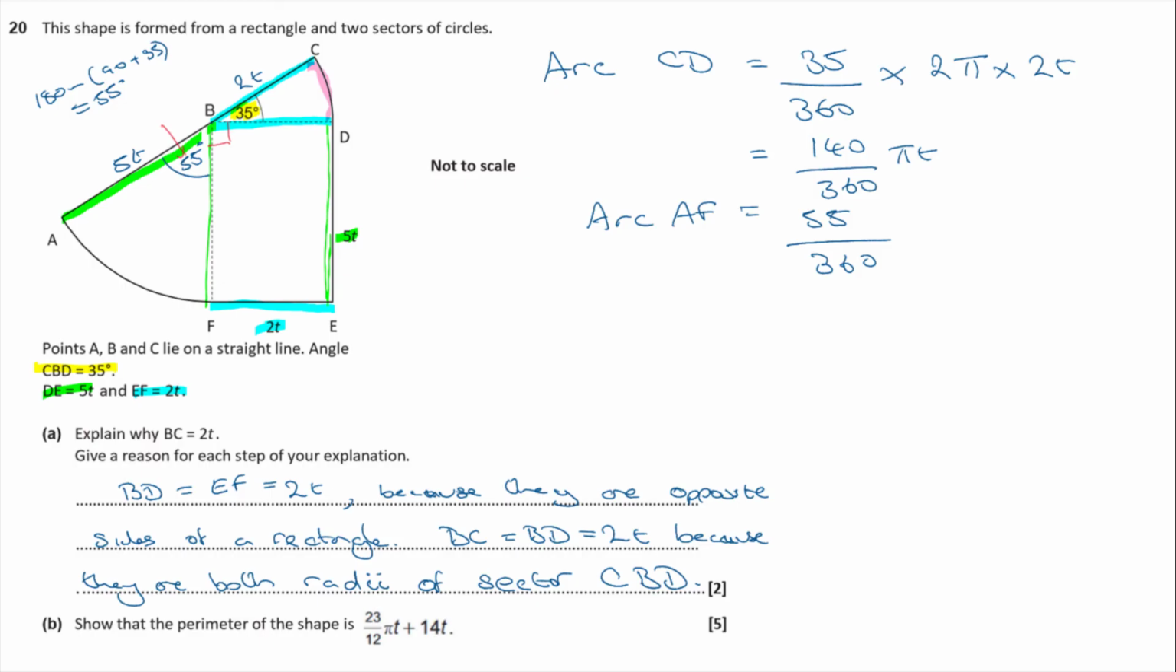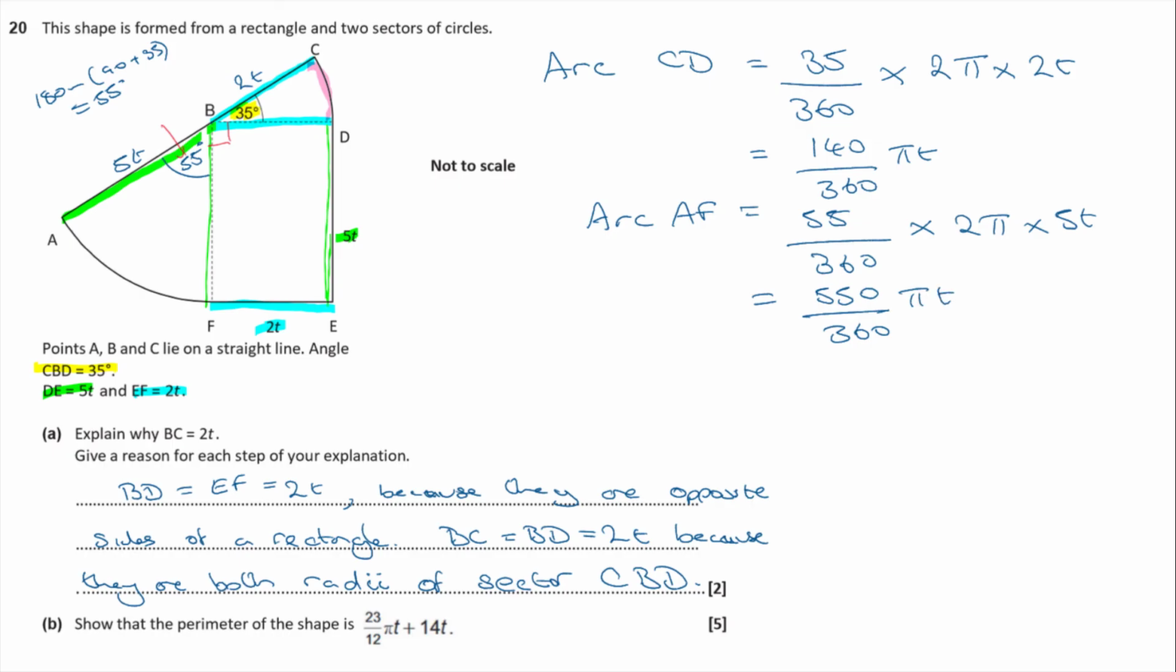And then multiply again by the circumference formula of a circle, which is 2 pi times the radius. And the radius of this one is 5t, isn't it? So again, just collecting up all those numbers in the numerator. 2 times 5 is 10. 10 times 55 is 550. So that's 550 over 360 lots of pi t.